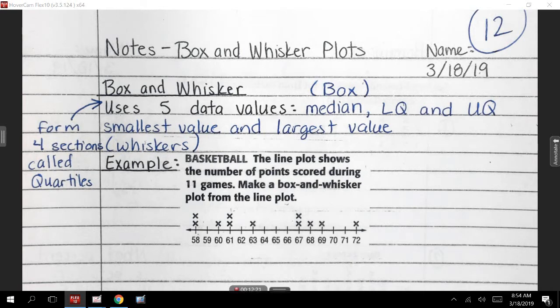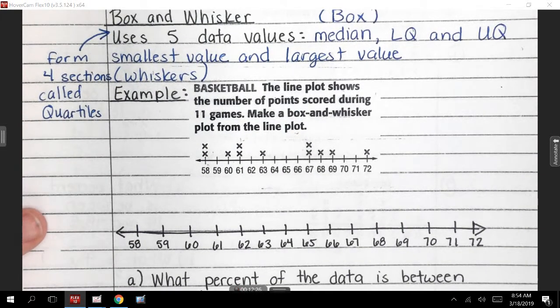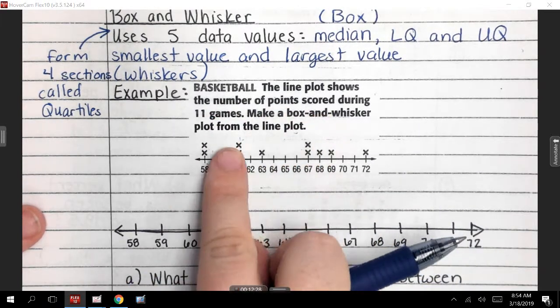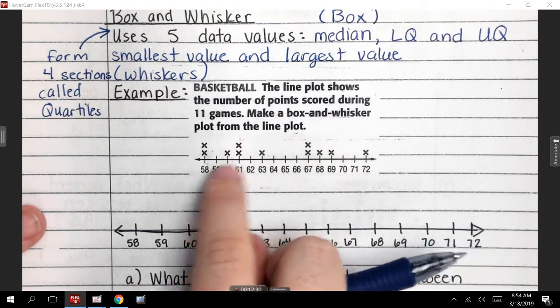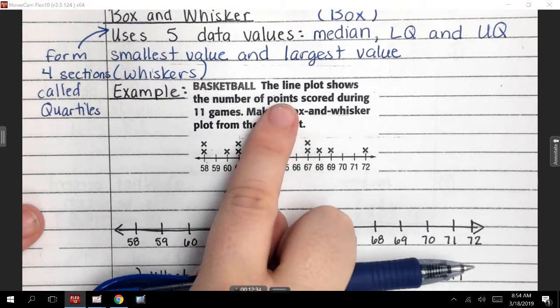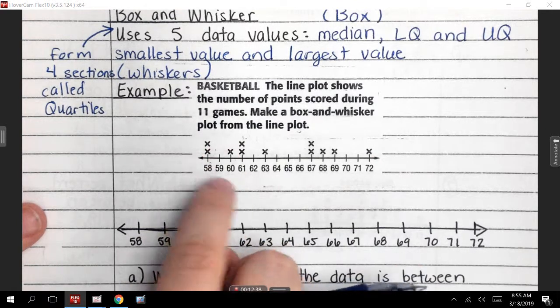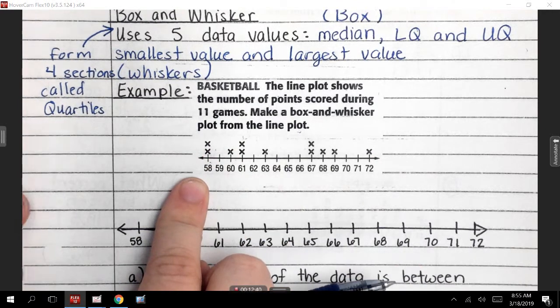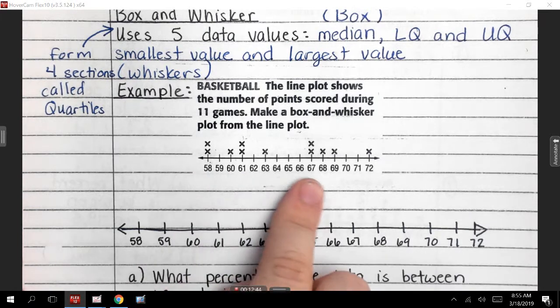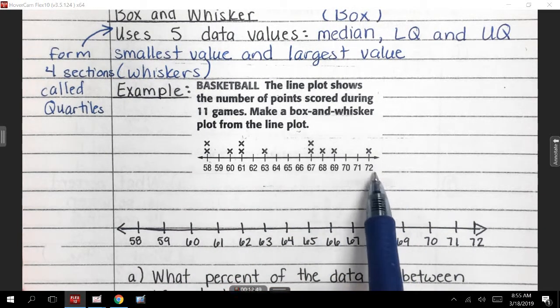All right. So number 1 gives us this example of basketball, and it says the line plot shows the number of points scored during 11 games. We want to make a box and whisker. So I have all of these points. This is also called a line plot. It's also called a frequency chart because it tells me how many times 58 is there. How many times did they score 58? Twice. How many times did they score 69? Once. How many times did they score 72? Once.